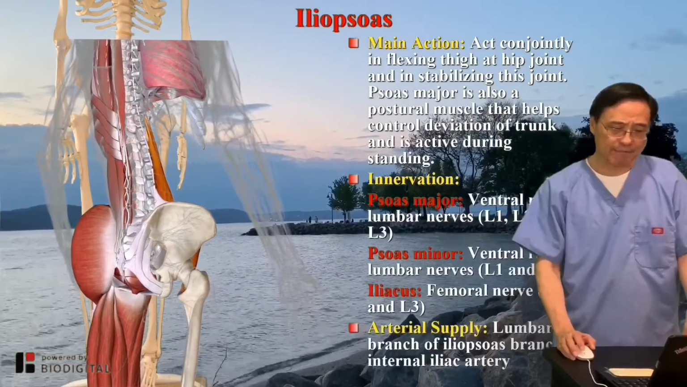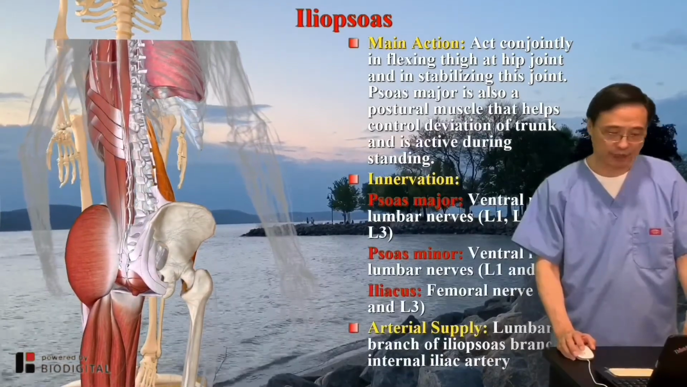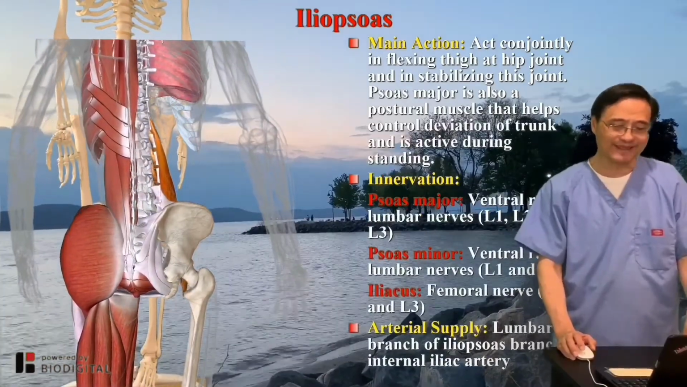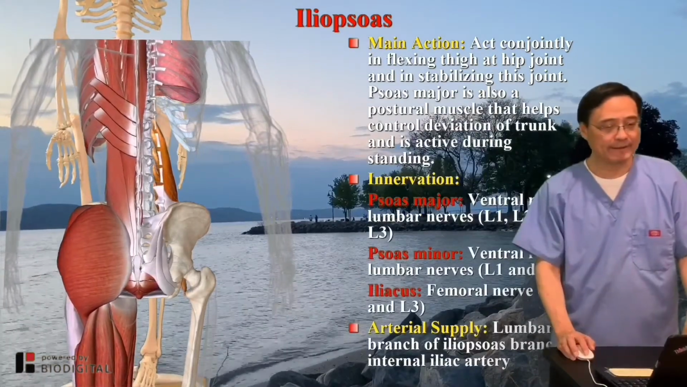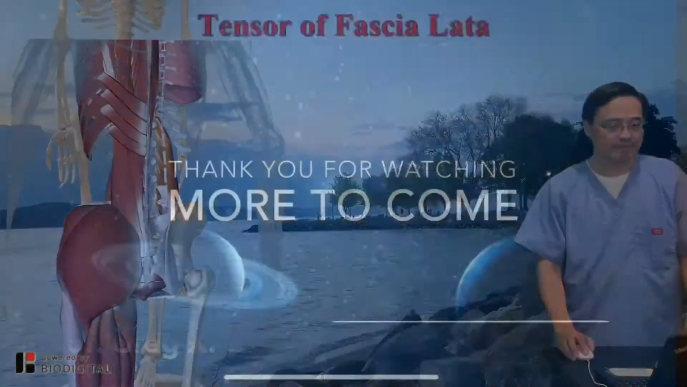Blood supply: the iliolumbar branch of the internal iliac artery. All right? So this is the iliopsoas.